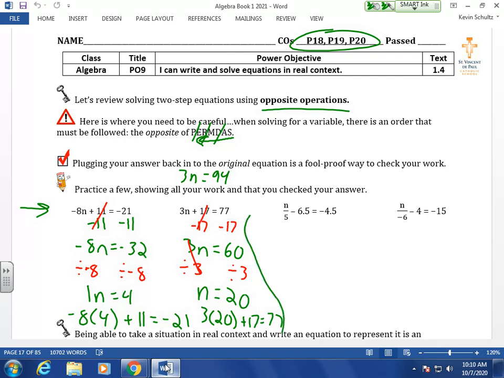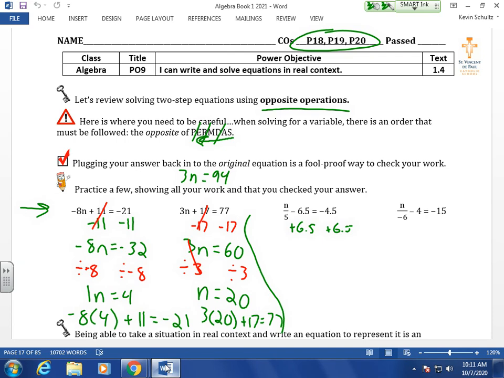n divided by 5 minus 6.5 equals negative 4.5. Who knows what we do first here? William? Add 6.5. Yeah. Identify that addition or subtraction. And we're going to undo it. Because if you have negative 6.5, because this subtraction sign, remember, it makes that 6.5 negative. So if you have negative 6.5 and you add 6.5, what do you get?